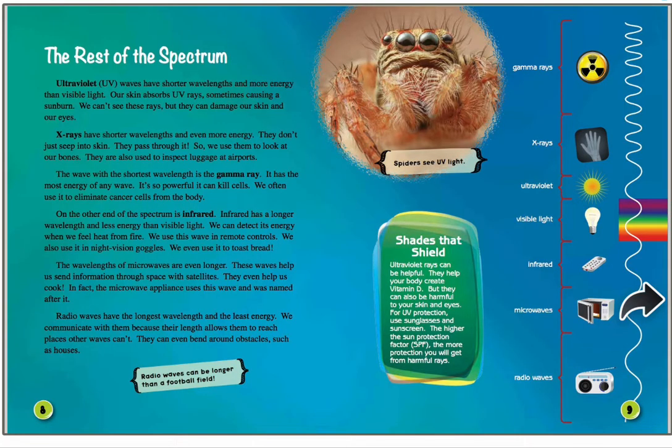Radio waves have the longest wavelength and the least energy. We communicate with them because their length allows them to reach other places that other waves can't. They even bend around obstacles such as houses.